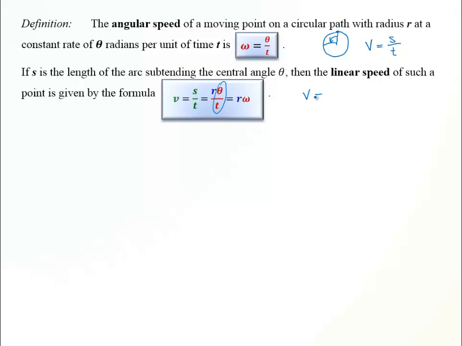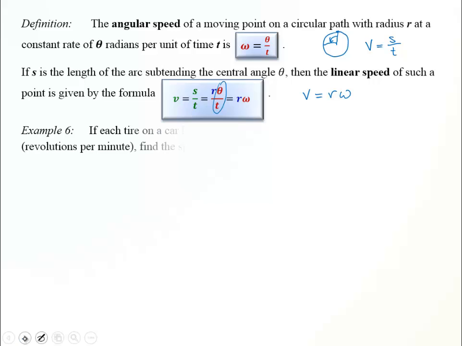The linear speed is directly proportional to the radius and directly proportional to the omega. The larger the circle, the point will have to go faster, and if the angle changes faster per unit of time, then the linear speed at the point is running faster as well. So v is directly proportional to the radius and to the angular speed.